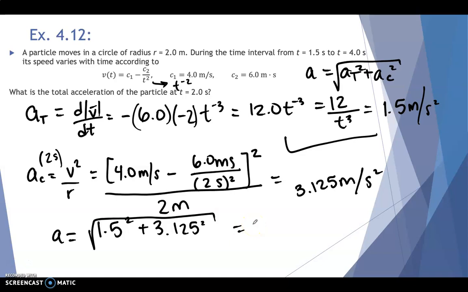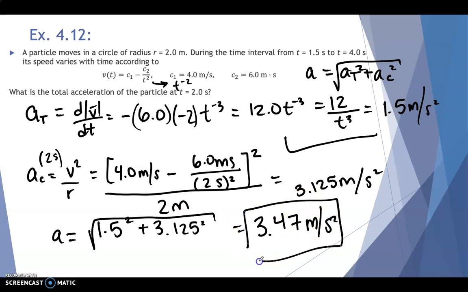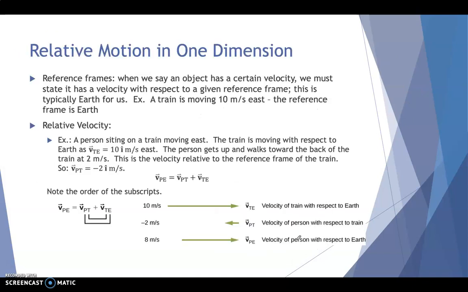So if we put that into our calculator, we get our acceleration is approximately 3.47 meters per second squared. Okay. So that is going to be our total acceleration of the particle. All right, so now we can move on.